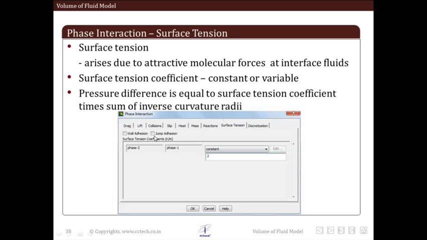Within the phase interaction panel, there is a section or tab called surface tension. In this, the two phases which are modeled appear and we have to give surface tension coefficient here. It may be constant or a function of, let's say, some variable like temperature. It is usually in Newton per meter.